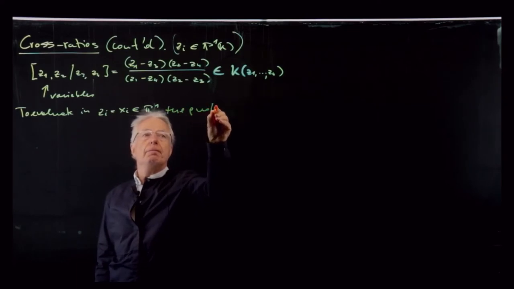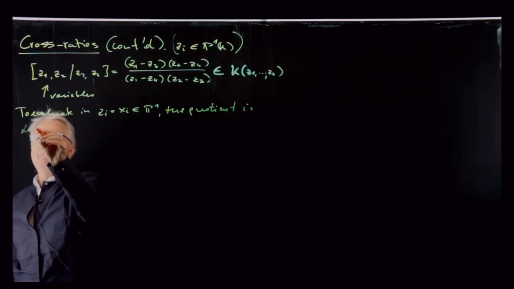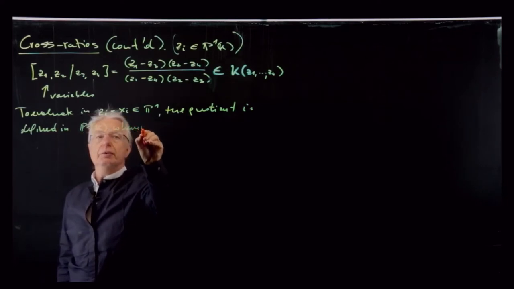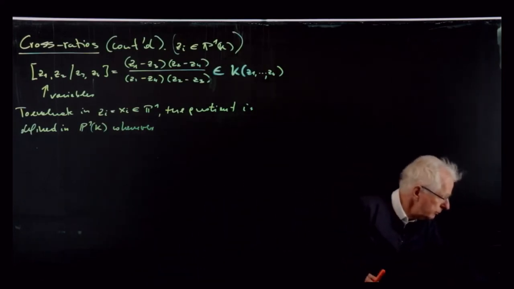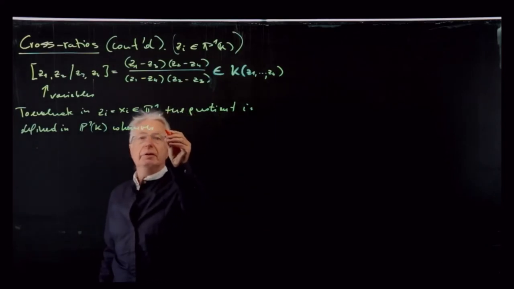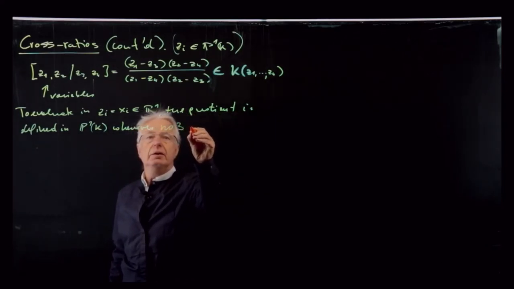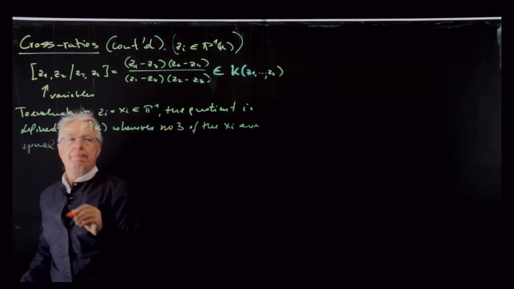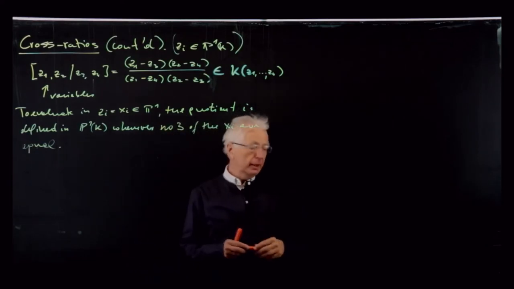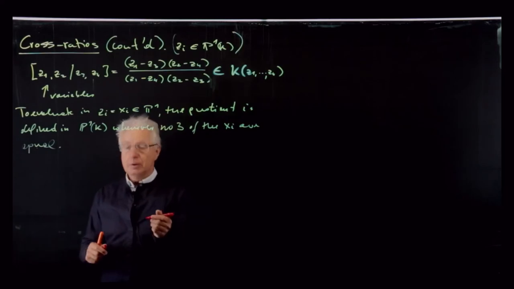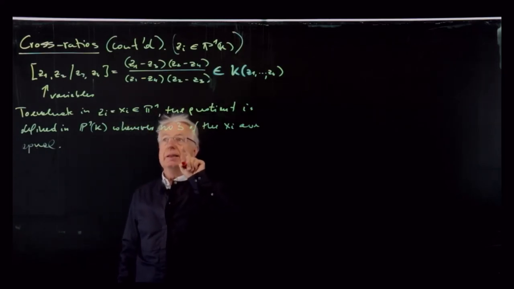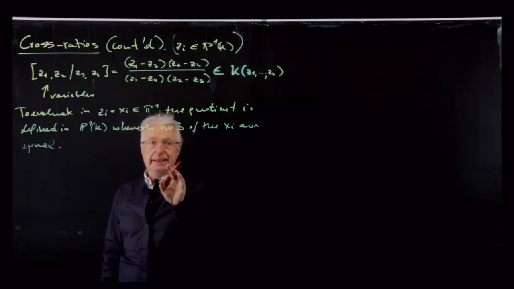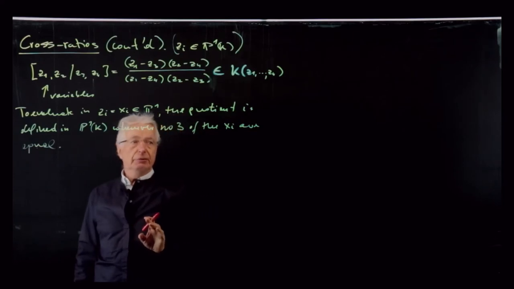The quotient is defined in P1(k) whenever, so there's one condition, whenever no three of the x_i are equal. Repeat. We can take this as an expression in variables, but we can also take values in P1. And then the expression only makes sense if no three are equal.